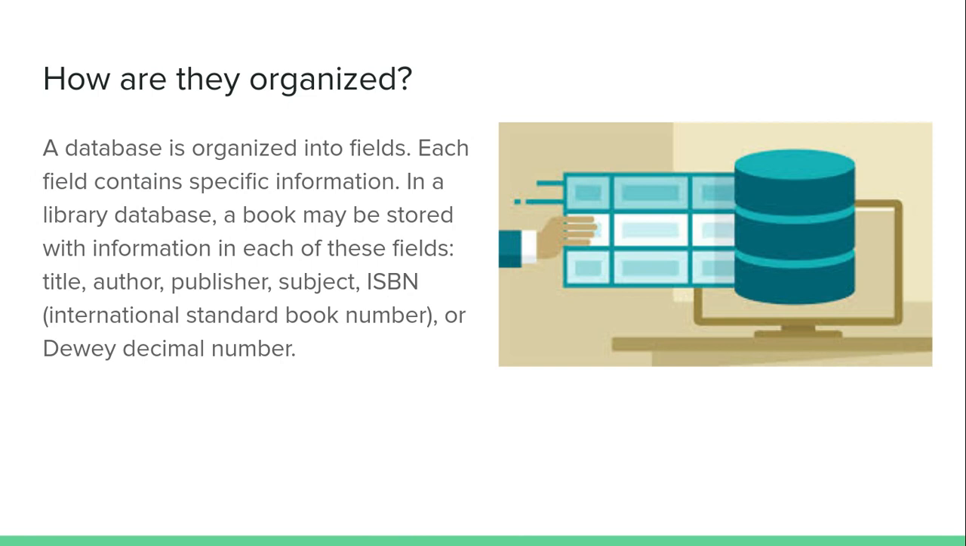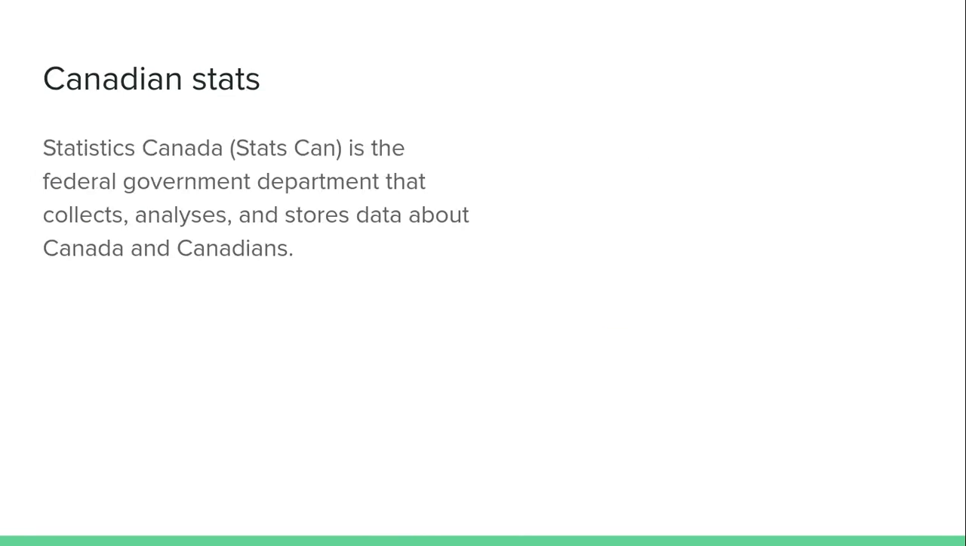A database is organized into fields. Each field contains specific information. In a library database, for example, a book may be stored with information in each of these fields: title, author, publisher, subject, ISBN, which stands for International Standard Book Number, or the Dewey Decimal System.